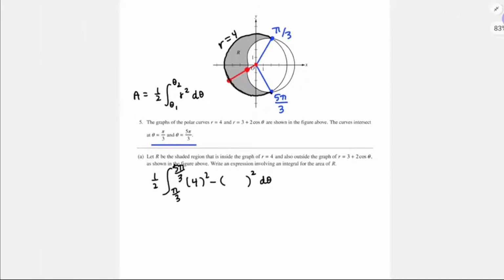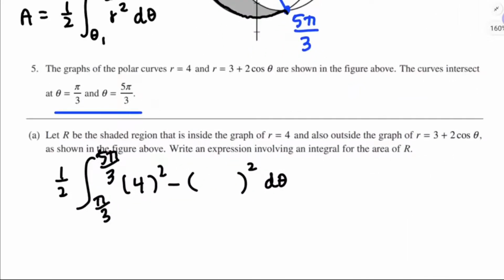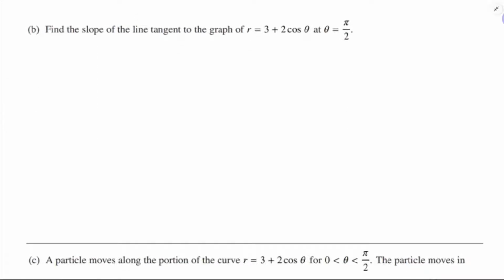Okay, and this one is a set it up and don't evaluate it, so our form is going to be really important. And so that's r equals 3 plus 2 cosine theta. Alright, and that's going to be an expression involving an integral that gives us the area. Now we're going to find the slope of the line tangent to this graph at theta equals pi over 2.